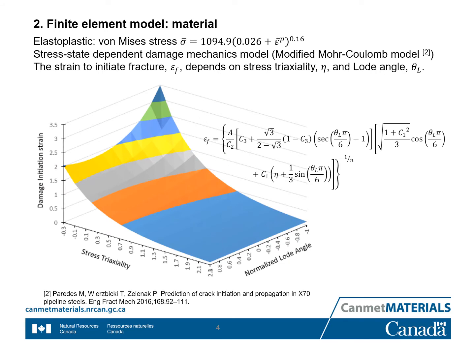The first thing we talk about in our finite element model is material property. In this research, we used X80 pipeline steel, and it is assumed to be isotropic and elastoplastic. To simulate crack propagation, we use a damage mechanics model, in this case the MMC model. The strain to initiate fracture depends on stress triaxiality and the Lode angle. So instead of one constant value, we used a surface, which is dependent on stress triaxiality and Lode angle.